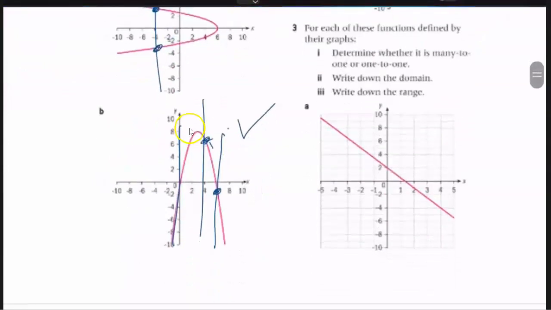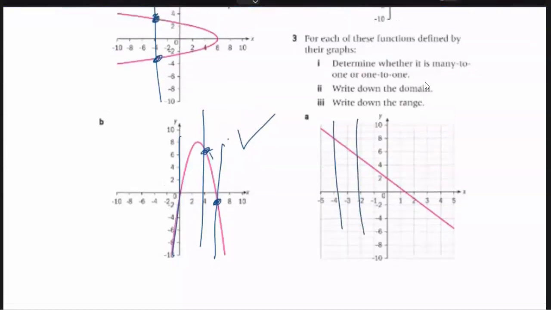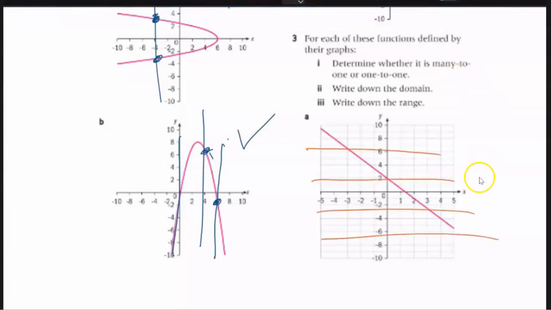Number 3, we said, okay, for each of these functions defined by their graphs, we have to determine part 1, whether it is many to 1 or 1 to 1. Part 2, write down the domain. Part 3, write down the range. Notice here, since you never have any repeating x's, because it passes the vertical line test, also because it never has any repeating y's, because it will never hit horizontally more than once, it is 1 to 1.